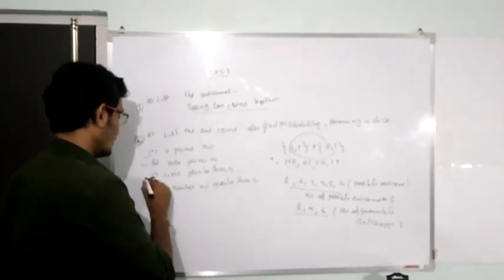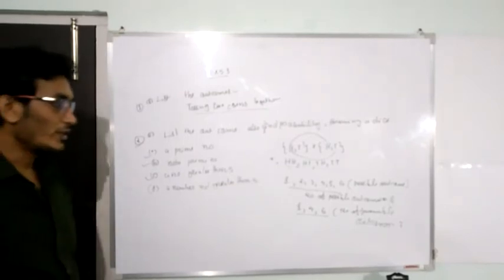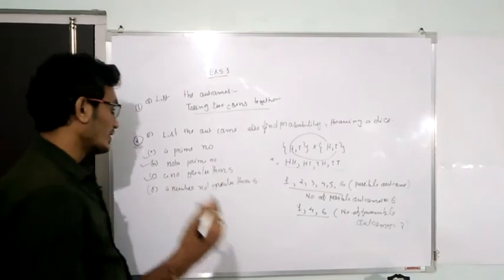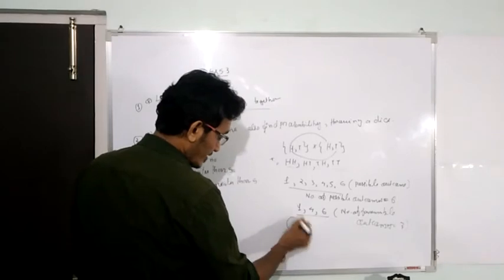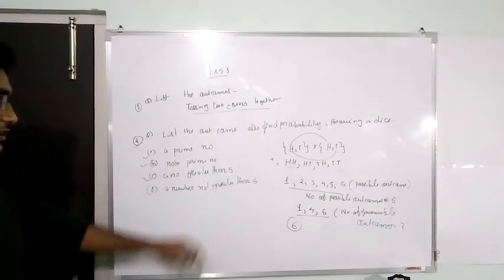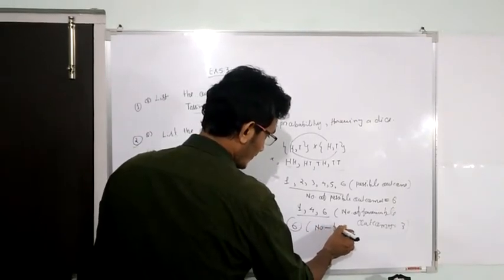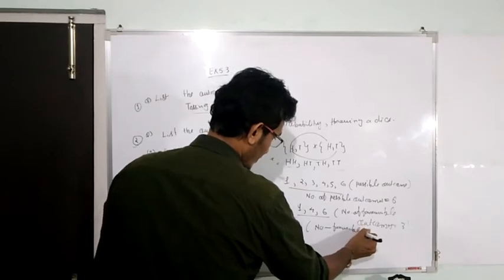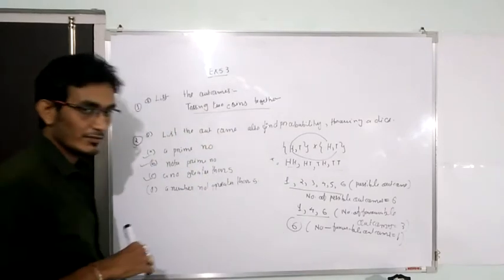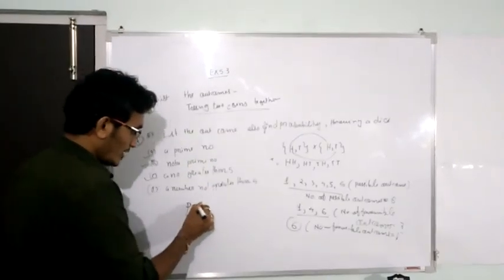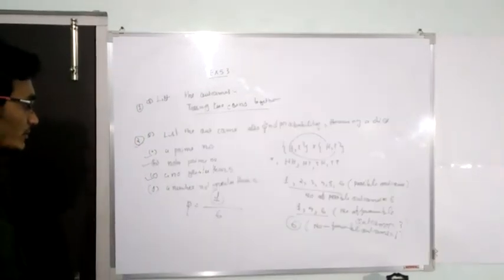Then question C, a number greater than 5. In this case, first of all, we have to list out the numbers which are greater than 5. Among the 6 numbers, there is only one number, which is 6. 6 is the only number greater than 5. That means the number of favorable outcomes will be equal to 1. So the probability will be 1 by 6, because 1 is the favorable outcome and 6 is the total number of outcomes.